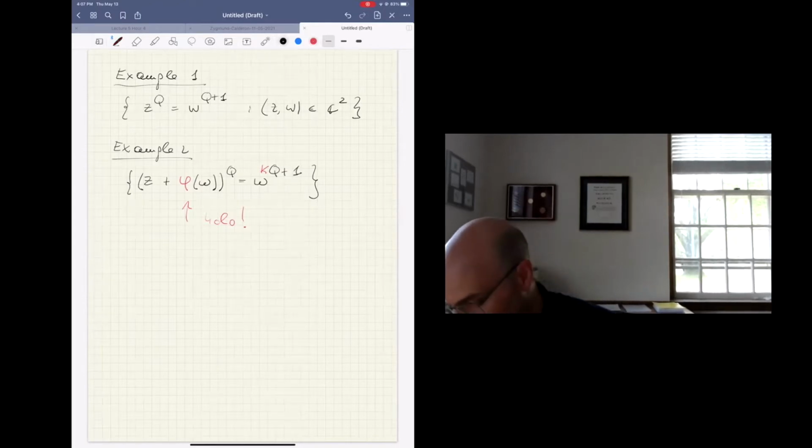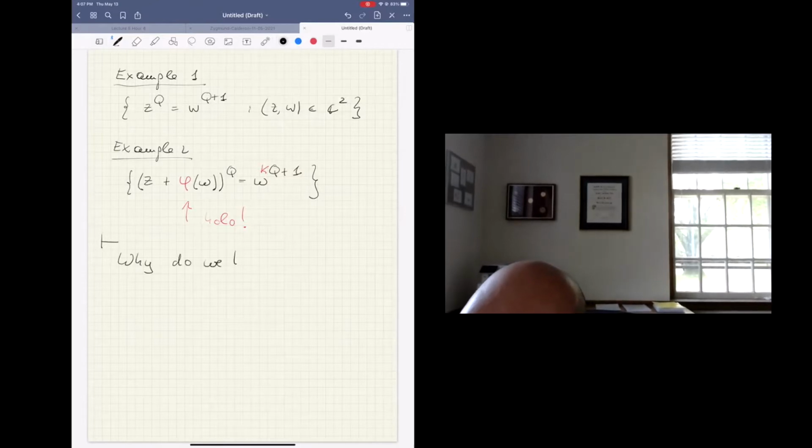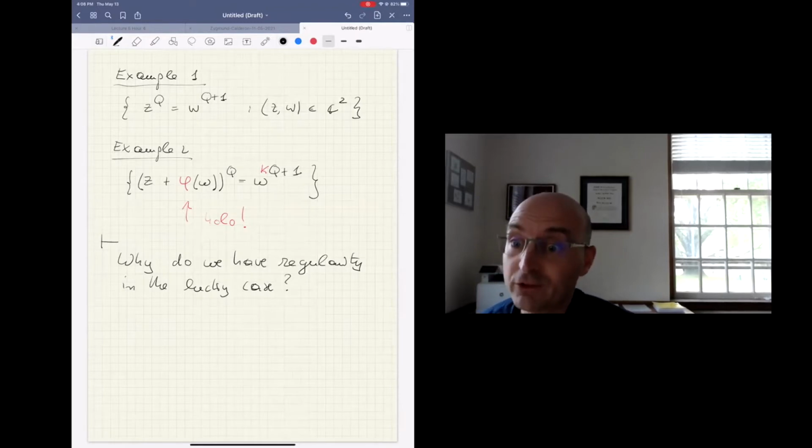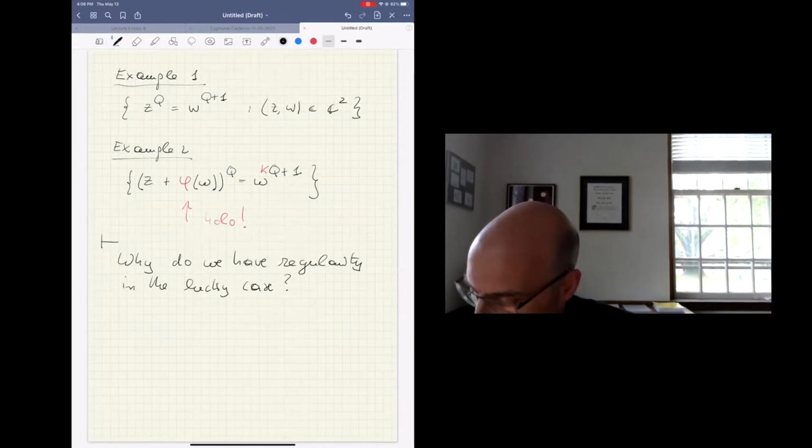And well, the first thing that I just want to recall is why do we have regularity in the lucky case? Remember, the lucky case is the situation in which my flat tangent actually happens with multiplicity 1. So I don't have this higher multiplicity, which occurs when I have these branching singularities.